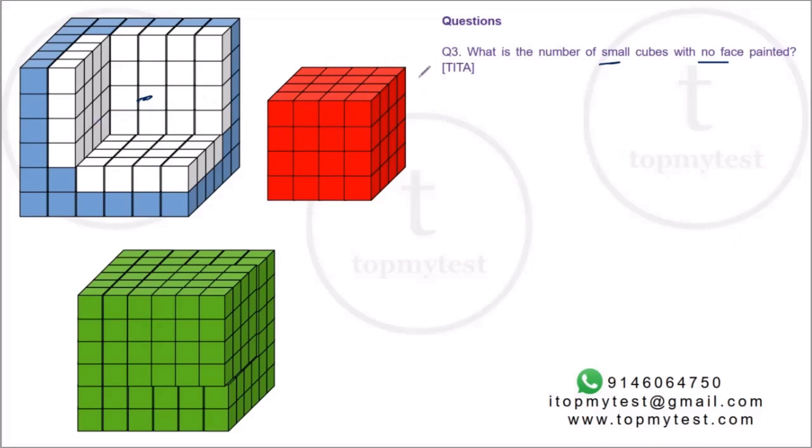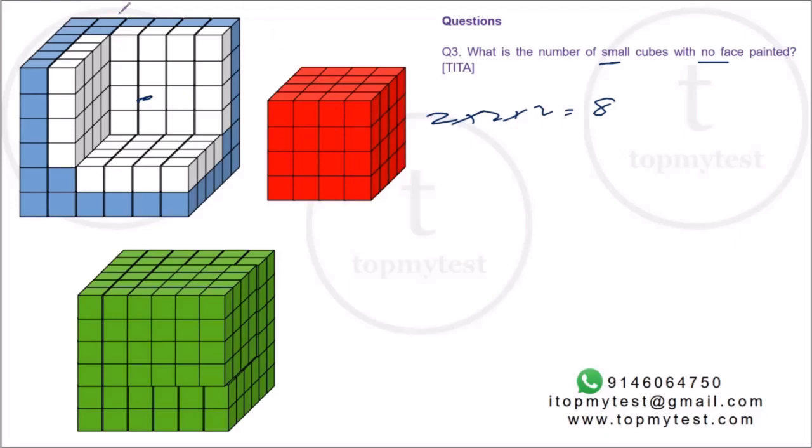Now, in this smaller cube, which is a 4 cross 4 cross 4, the core will still remain the same. So from a 4 cross 4 cross 4, it will become a 2 cross 2 cross 2. So 8 pieces here will have no faces painted and they will remain protected. What else do we have here?